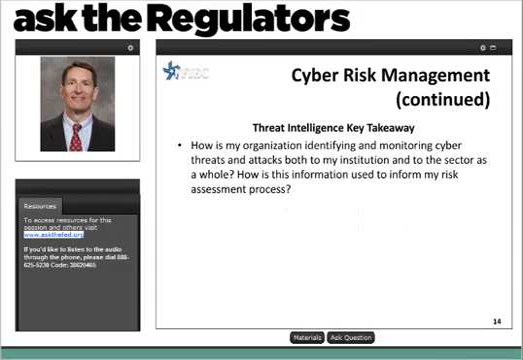Institutions should continue to monitor corporate account takeover and other threats to understand how cyber risk is growing and changing. The awareness you and your staff develop by studying threat intelligence allows you to identify specific vulnerabilities and risk mitigation strategies that are relevant to you, and thus helps you decide which security controls give you the most bang for the buck. In threat intelligence, your key takeaway may be to ask, how is my organization identifying and monitoring cyber threats and attacks both to my institution and to the sector as a whole? You may also ask, how is this information used to inform my risk assessment process, identify and prioritize gaps, and update and test policies, procedures, and controls?